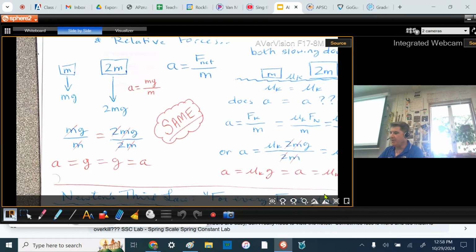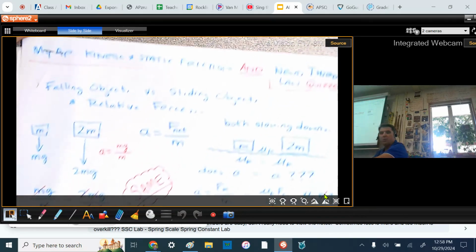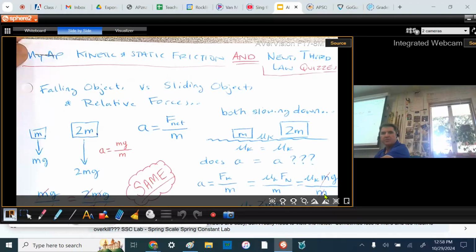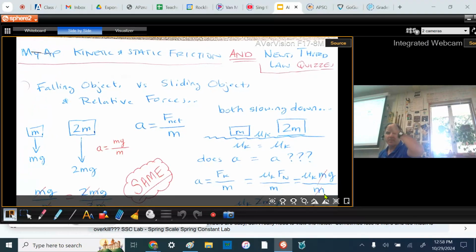So today I'm going to talk to you a little bit about two of the MyAP quizzes. It is the kinetic and static friction and Newton's third law quizzes. So let's start off with kinetic and static friction.